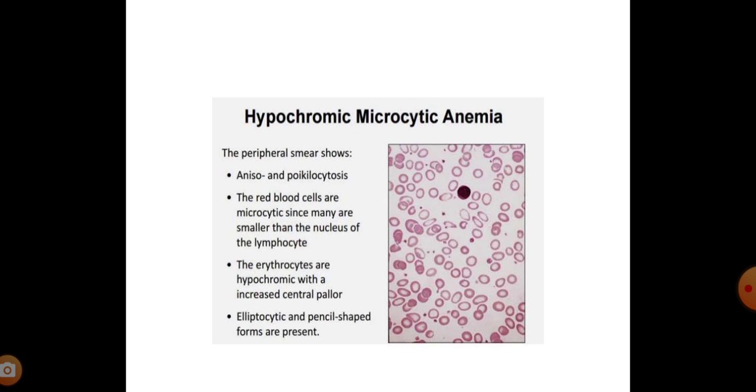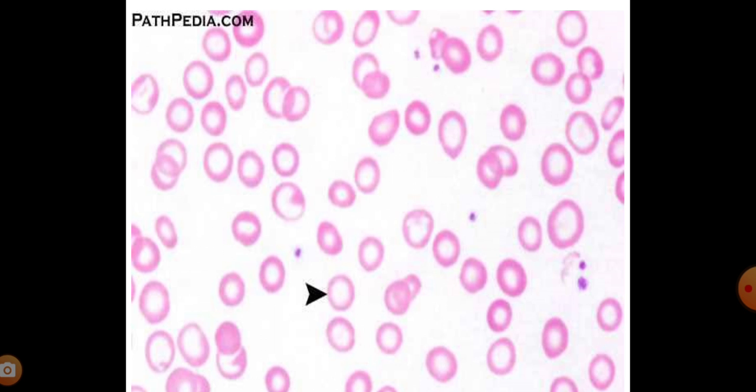Here again you are seeing a picture of a blood smear which is showing RBCs and a small lymphocyte. So you can see anisopoikilocytosis. The RBCs are reduced in size. Few small RBCs are seen, and also elliptocytes are seen. The red blood cells are microcytic since many are smaller than the nucleus of the lymphocyte, the erythrocytes are hypochromic with increased central pallor. Elliptocytes and pencil shaped cells are present. So these pencil shaped cells are most commonly seen in microcytic hypochromic anemia.